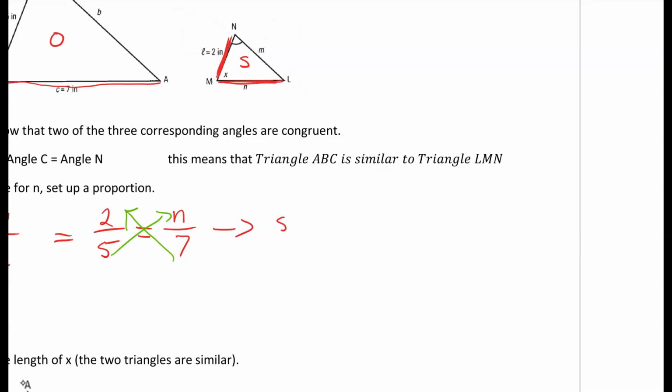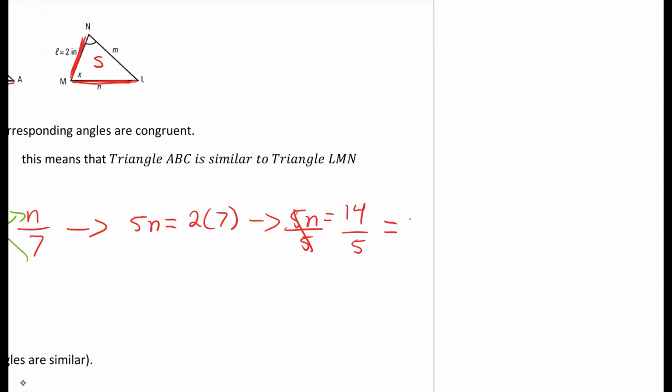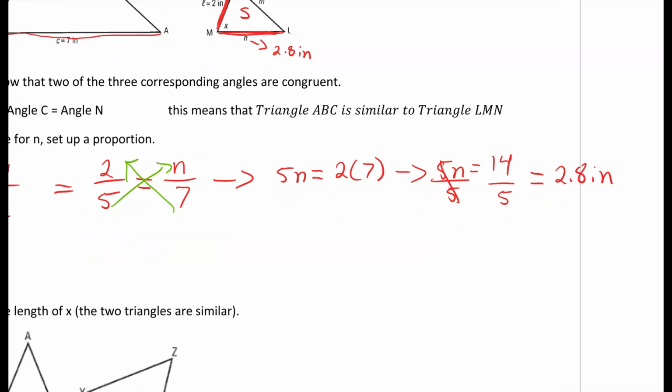Taking this further, we get 5n equals 2 multiplied by 7. Then we have 5n equals 2 times 7, which is 14. Get n by itself by dividing by 5. Divide by 5, it cancels on the left-hand side, and we're left with n equals 14 divided by 5, and this will equal 2.8 inches. So our bottom portion for n would be 2.8 inches, and that would be our final answer.